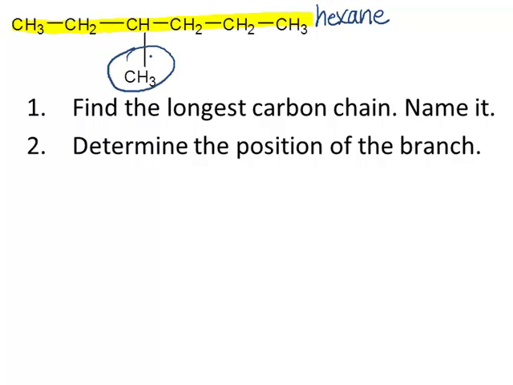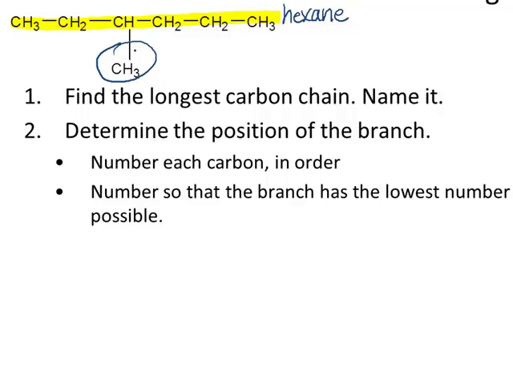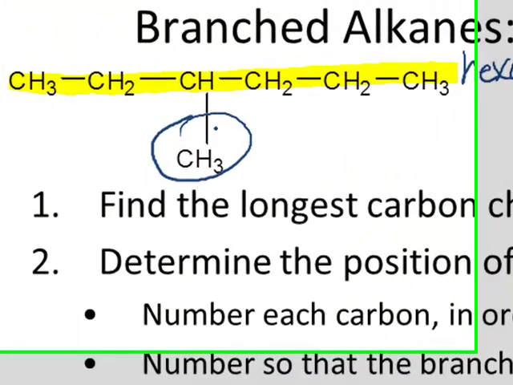We need to determine the position of the branch on the backbone. In other words, we have to say which carbon it's actually connected to. To do that, I'm going to number each of the carbons in the backbone, and I want to do this so that the branch has the lowest number possible. That means sometimes you'll number from the left, other times you'll number from the right, and depending on how the molecule is drawn, you may have actually started numbering at a top or a bottom carbon. Let me show you the two possibilities.